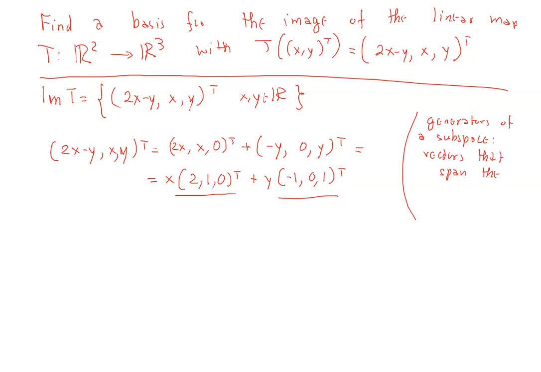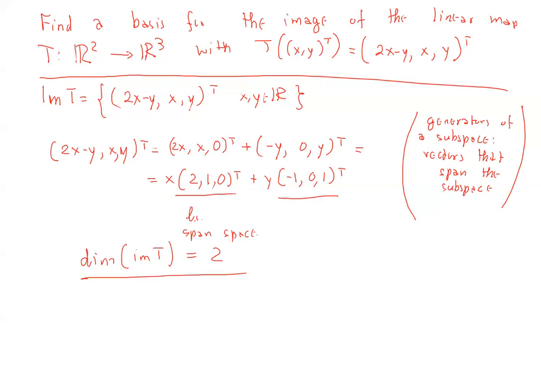What about 1, 1, 1? I'm not sure I'm following. So they're linearly independent because there are two of them, and they have zeros at two different places. So they're linearly independent and span the space. So it's okay, no worries. So the dimension of the image of T is 2. Questions, please.